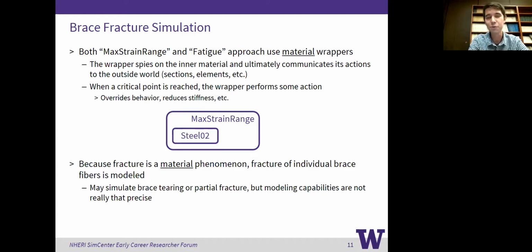Because we have these fiber-based line elements as our braces, each one of those fibers has its own version of steel O2 and its own version of the maximum strain range wrapper. And so you can actually get fracture on a fiber by fiber basis, and that kind of simulates the brace tearing or partial fracture that you might see in an experiment. But truth be told, the modeling capabilities are really not that precise, even though it might look like we can simulate those things pretty well.